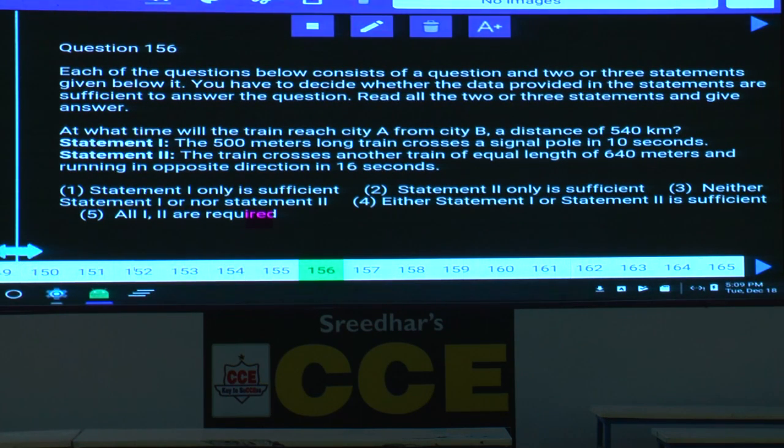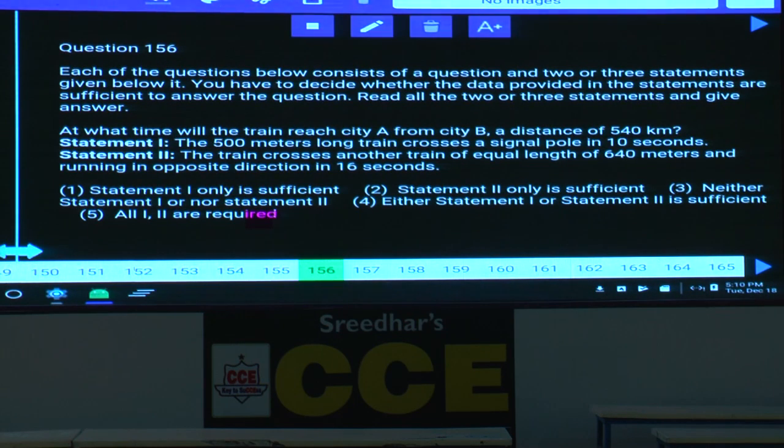Agreed. Next. Second one. The train crosses another train of equal length of 640 meters and running in the opposite direction in 16 seconds. See, a train is trying to cross another train whose length is 640, and you have one more condition that says both the train lengths are equal. So if you know train length 1, can you also know train length 2? Do you know the total distance traveled in the second case? Correct? And how much time is it taking? 16. So you have total time, you know total distance. Can you calculate speed? Will you get the answer using 2 alone?